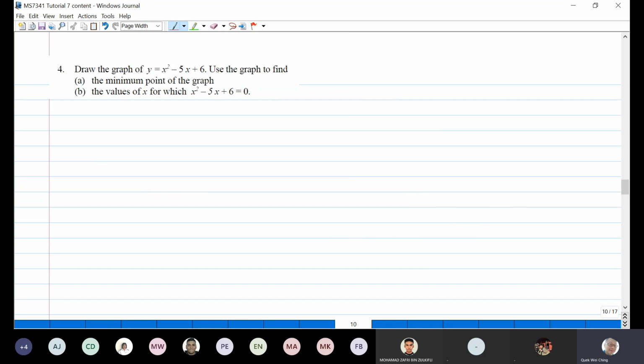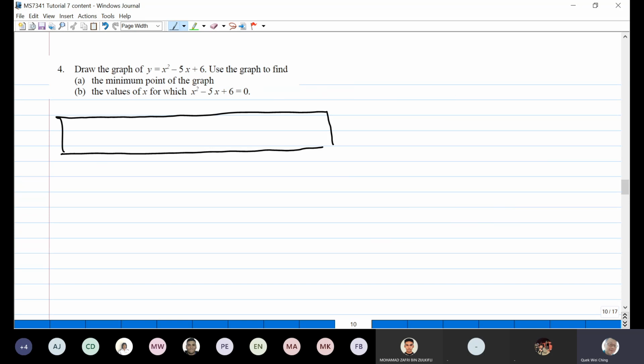So in order to draw a graph, you need a table. Okay, so I'm not sure how the table looks like. Usually they provide a table for you. Then you just fill in the blanks. Right? So let's make a table first. So x and y, right? y is actually x squared minus 5x plus 6.